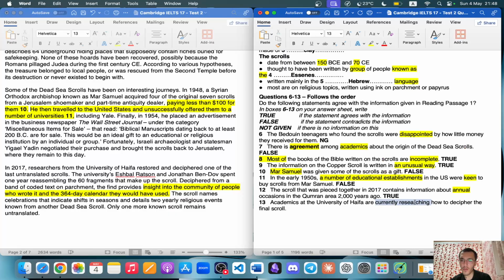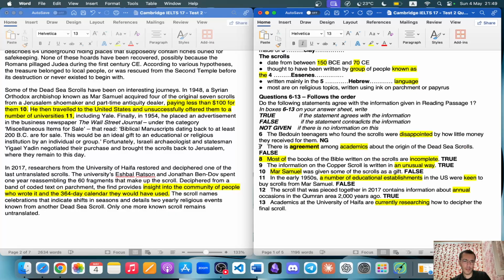Grammatically speaking, it's in the present tense, and they're saying that they are currently researching. It's still happening. It's in the continuous form. It is present continuous. They are still currently researching.